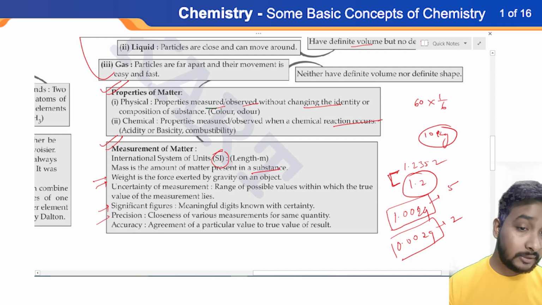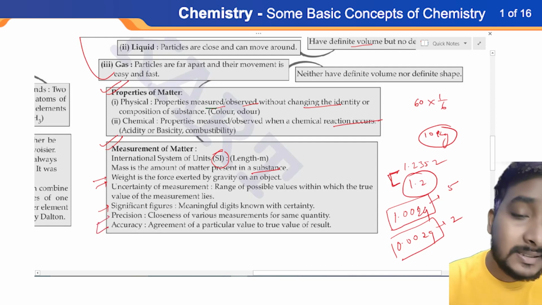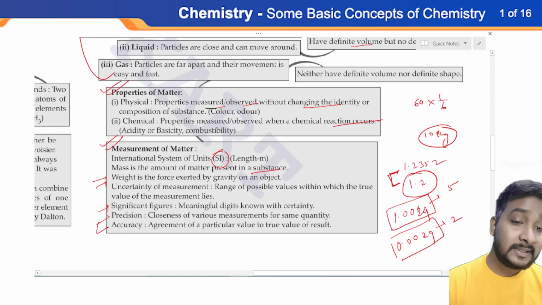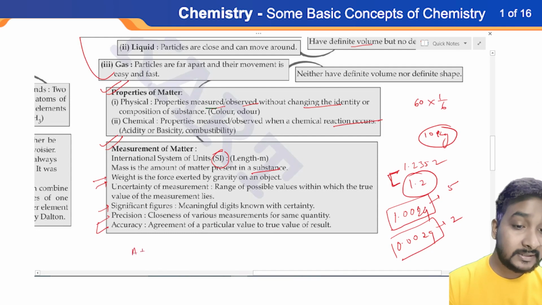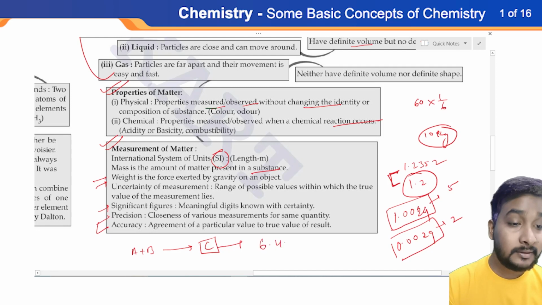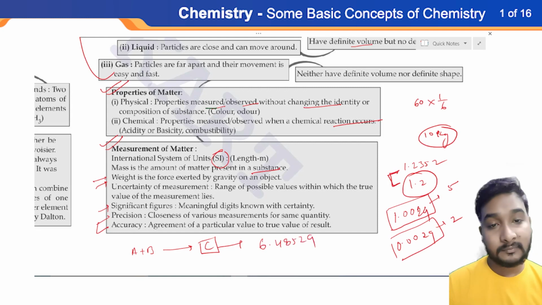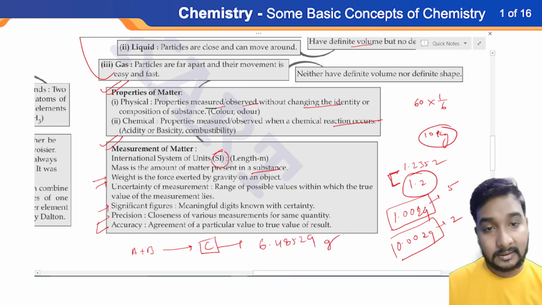Now the other one is precision and accuracy. Precision and accuracy is very simple. As you can see on the screen, precision is the closeness of various measurements of the same quantity, and accuracy is the agreement of a particular value to the true value of results. Suppose I have done a reaction, A plus B gives C, and I have obtained 6.48529 gram of C. Suppose I am assuming this.